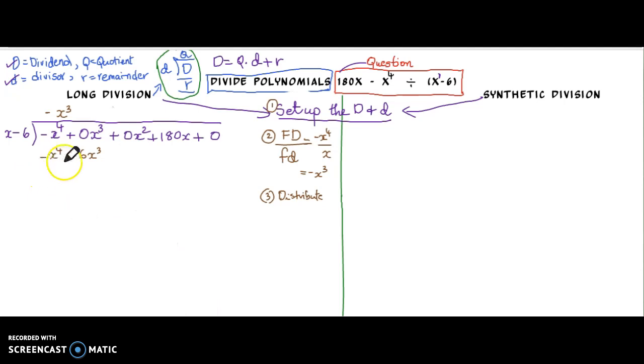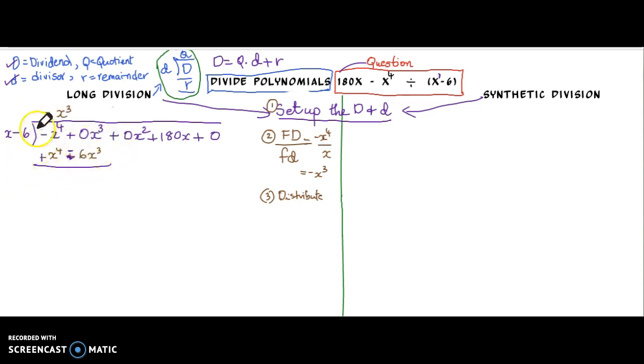So how do you subtract polynomials here? We change this negative x to the fourth to positive, and we change this positive to a negative sign. That's how you subtract polynomials. Change the sign and add them.